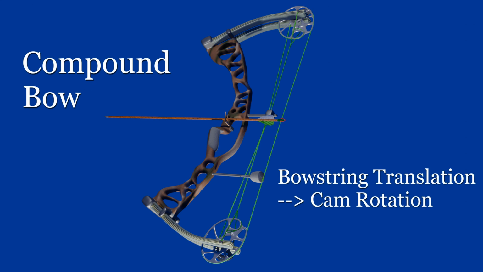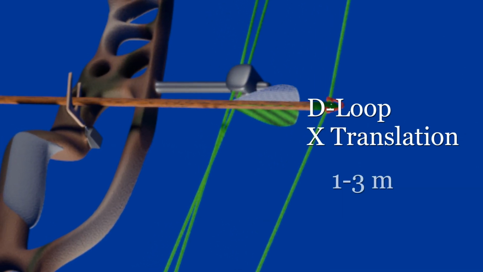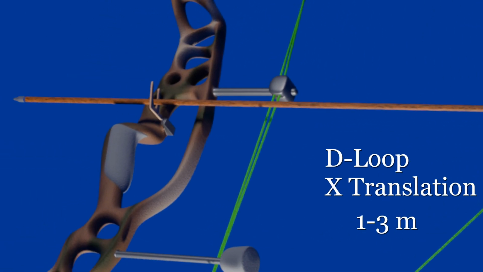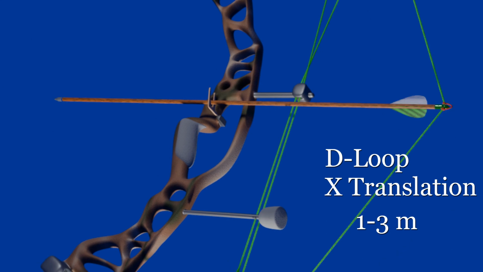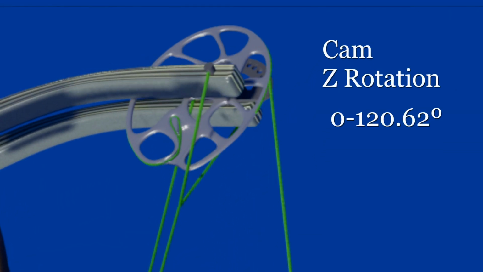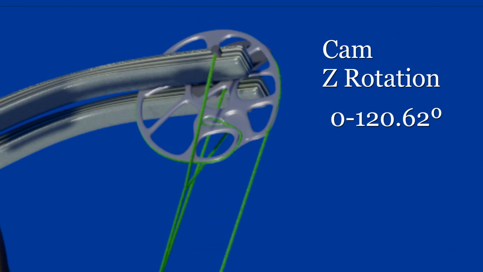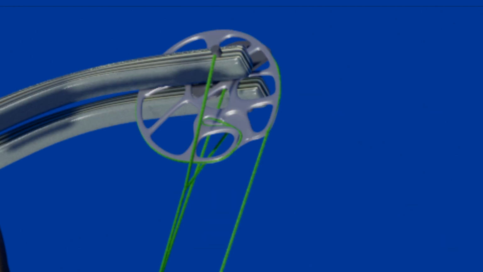Specifically, we will look at controlling the cam rotation with pull or draw on the bowstring. Drawing or pulling of the bowstring will be accomplished through a small attached cord called a D-loop. This will move from 1 to 3 meters in our draw cycle along the x-axis with the present scale. We want the cam to rotate from 0 to 120.62 degrees on the z-axis during this cycle.